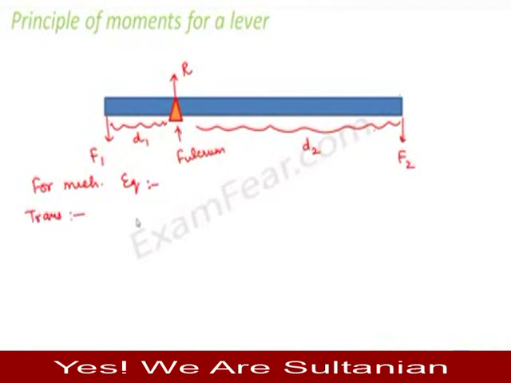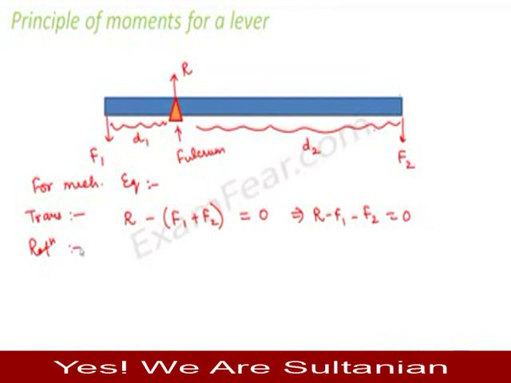So when I talk of translational equilibrium, I mean that the net force should be equal to 0. So what is the net force here? R is the force which is acting upward, right? So R minus F1 plus F2, which are acting downwards, is the net force acting in this system. So this should be equal to 0. This implies that R minus F1 minus F2 should be equal to 0.